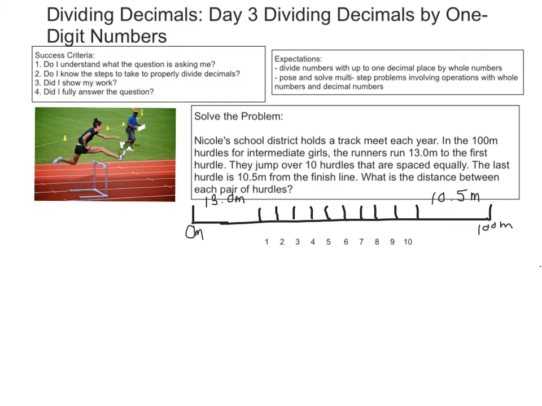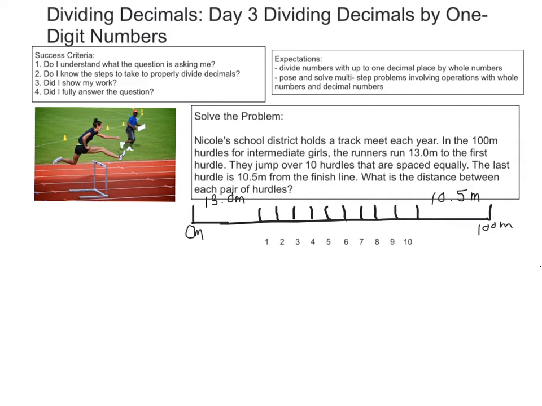As you can see, we have drawn a diagram that represents what is going on in the problem. We are trying to figure out the distance between each one of these hurdles. So this is the distance between hurdle 1 and 2. This is the distance between 2 and 3. We know that the distance from the start to the first hurdle is 13 meters, and we know the distance between the last hurdle and the finish line is 10.5 meters.